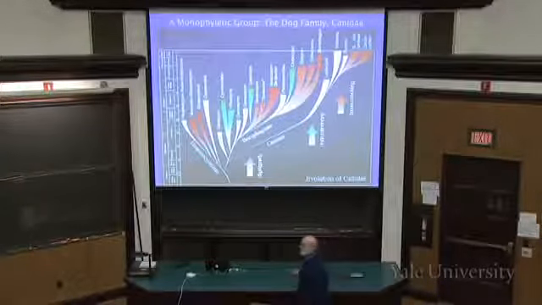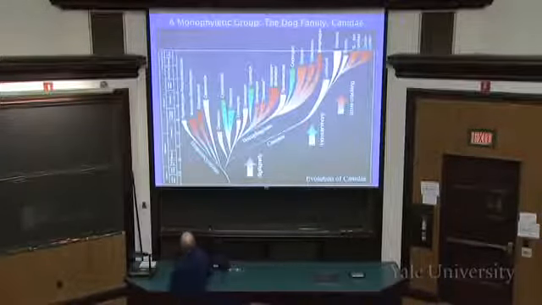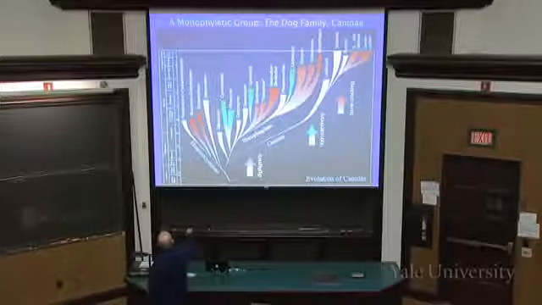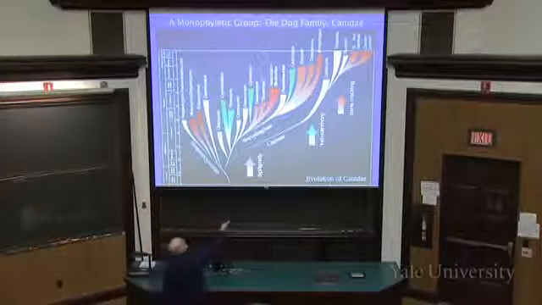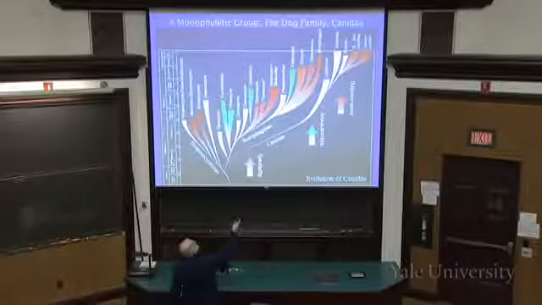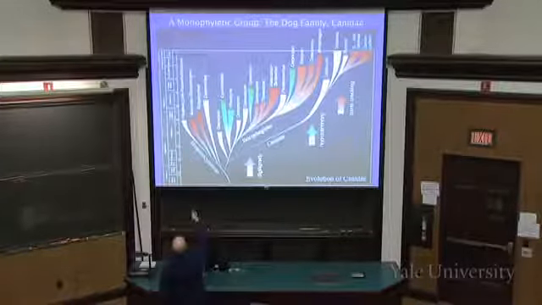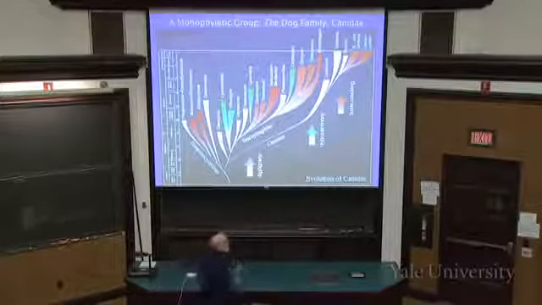You probably can't see it up there. I'll give you a little bit of timeline. Whole thing starts taking off about 40 million years ago in the Eocene. And Canis, the dog genus itself, is about 5 million years old. It's about as old as Homo.